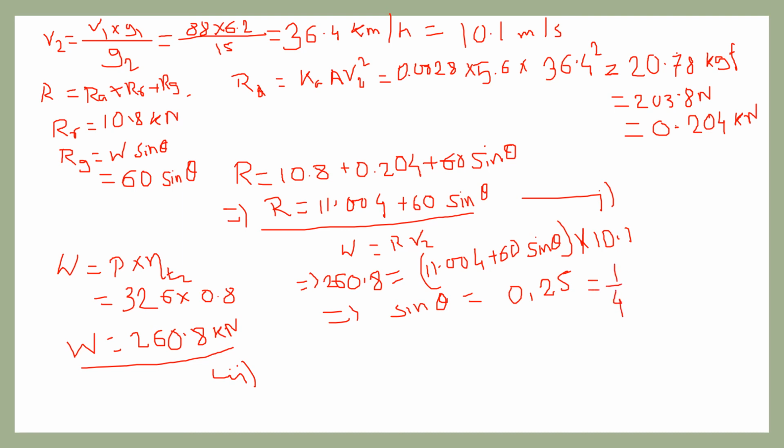From here you can find that theta equals sin inverse 0.25, which is equivalent to 14.3 degrees. So the gradient is 14.3 degrees. So this was the third question.